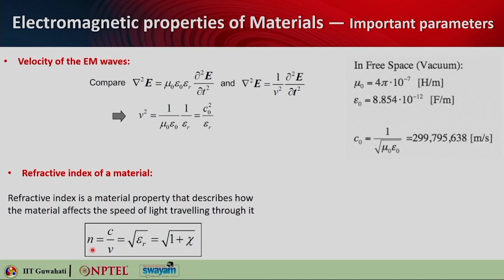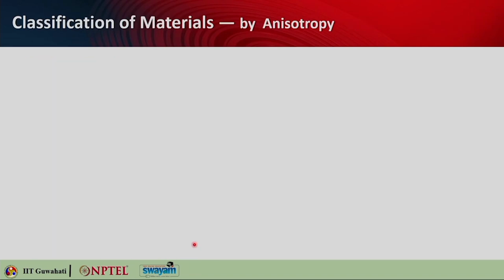What are the other relationships? n equals square root of epsilon r. You can write epsilon r as 1 plus chi, so you can write n equals square root of 1 plus chi. So refractive index is a very important optical property of any material, and it is defined as the ratio of the speed of light in vacuum over the speed of light in that particular medium.